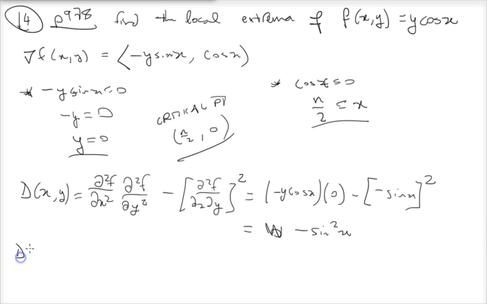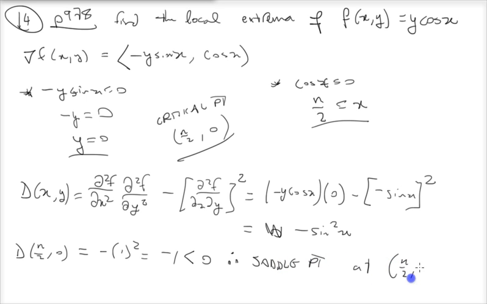So now we're going to have to find our d at the point (pi over 2, 0), and that is going to be a negative 1 squared, because you plug in pi over 2 for sine and you get a 1, and so that is going to be negative 1, and that is less than 0, so therefore there's a saddle point at (pi over 2, 0). And that is how we do an unconstrained optimization problem, and that's just about all there is to that.